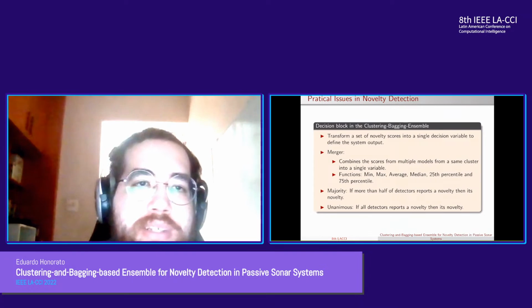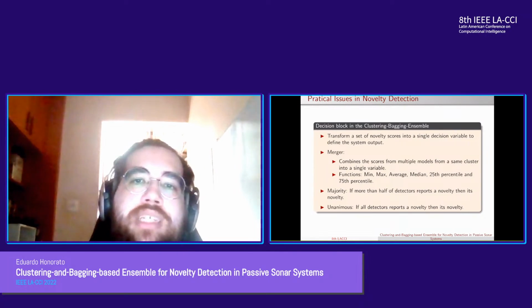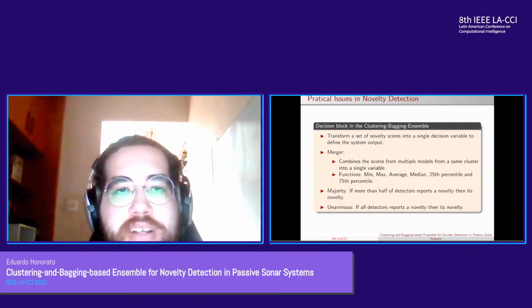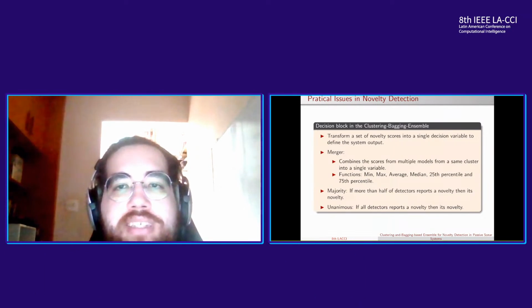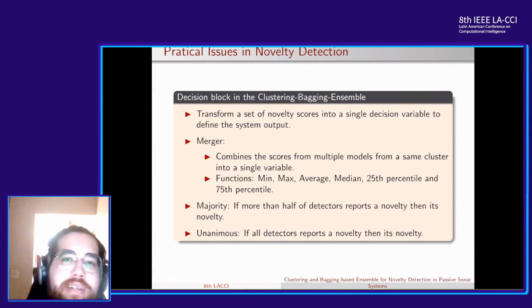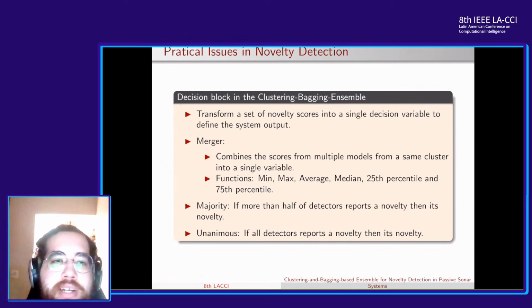The decision block present in each cluster of the clustering embedding ensemble architecture has the task of transforming a set of novelty scores into a single decision variable to define the system output. We indicated three approaches to accomplish this task: the merger, majority, and unanimous. The merger assumes an arbitrary function responsible for combining the novelty scores from multiple models of a single cluster into a single variable. We consider six different functions: average, maximum, median, minimum, and the 25th and 75th percentiles.